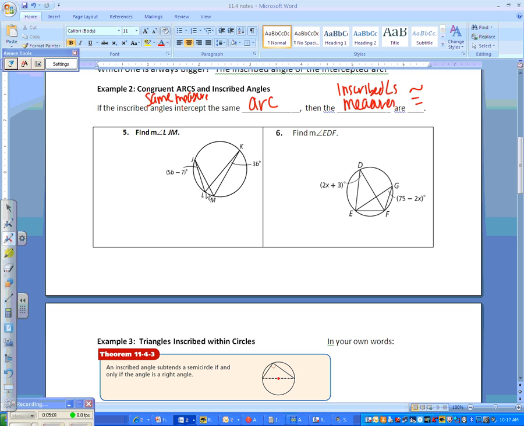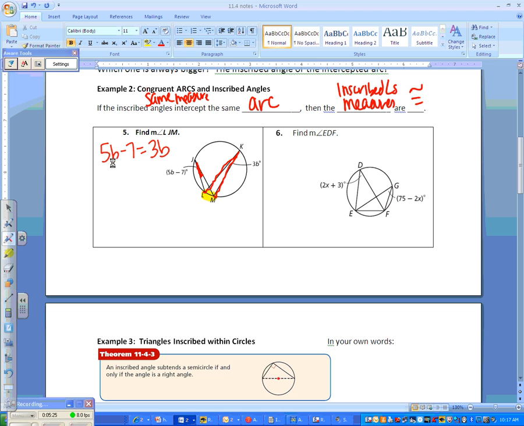So what that means is, number 5 says find measure of angle LJM. Okay, LJM. I want to figure out what this angle is. And if you look at the information I give you, LJM cuts off this arc. And if you look at this other one, LKM also cuts off this arc. They both are intercepting the same arc. Since they intercept the same arc, that means that they have to be congruent. So all you're going to do is say 5b minus 7 equals 3b and solve.